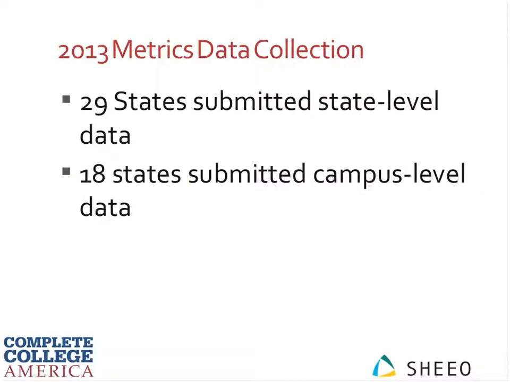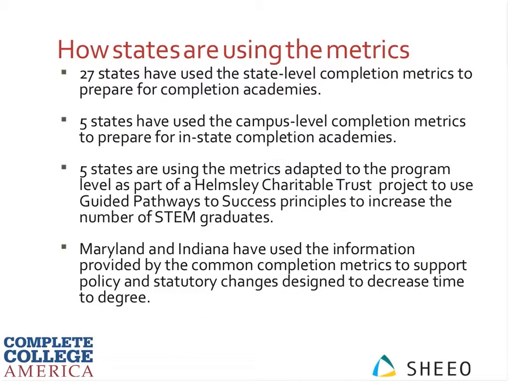So in 2013, 29 of our states submitted state-level metrics, and 18 states submitted campus-level metrics. Next slide. And for those of you who put them together in particular, I'm sure you asked yourselves why. Well, what's being done with them? We use them for a lot of different things. For instance, 27 states have come to completion academies where we bring teams of state policymakers and campus leaders together to draw out statewide completion plans. That starts with a review of the statewide metrics to understand what's actually going on at a state level and start the planning from that process.